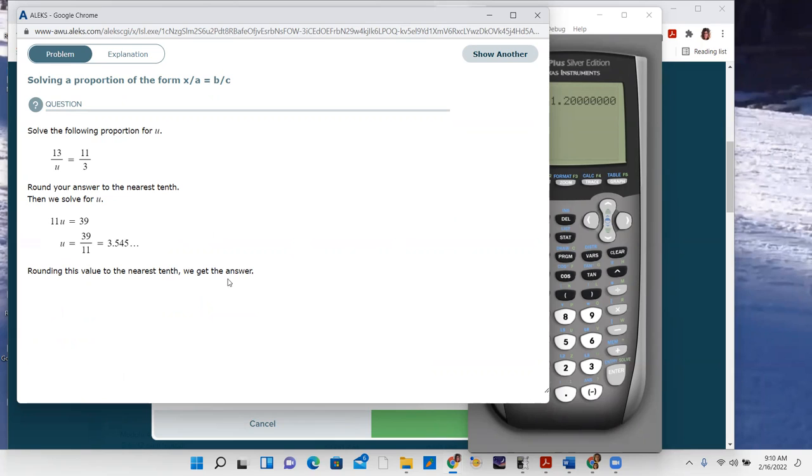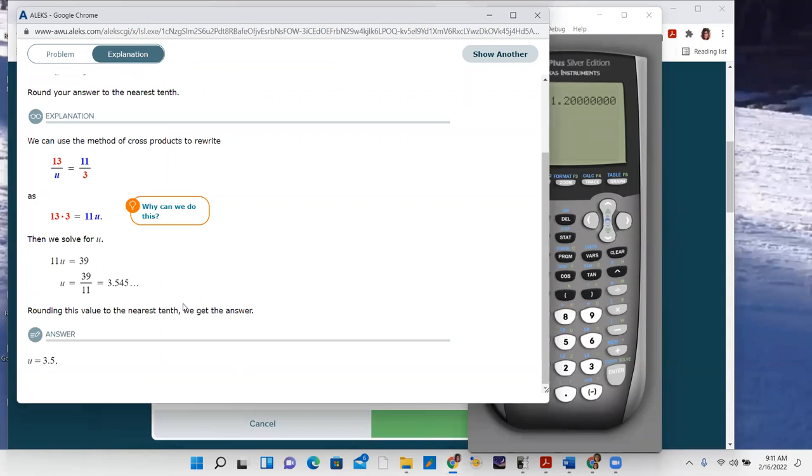All right, what about this one? What would we round that to? Yep, just 3.5, because the next digit there is a 4. Okay, you just look at that next digit. And if that digit is a 5 or higher, you round up. It is not, it's a 4, so you keep it at 3.5.